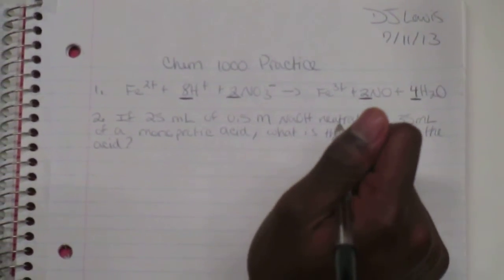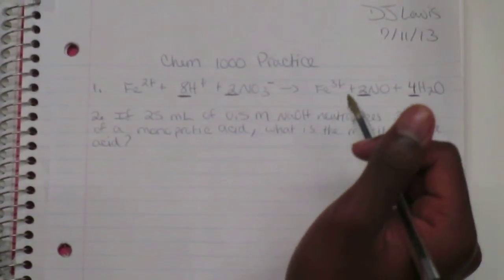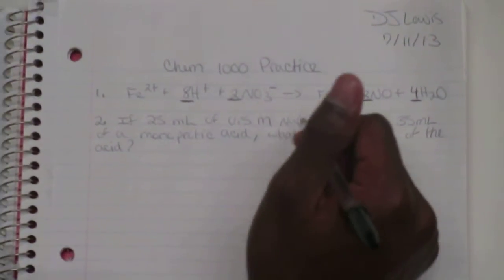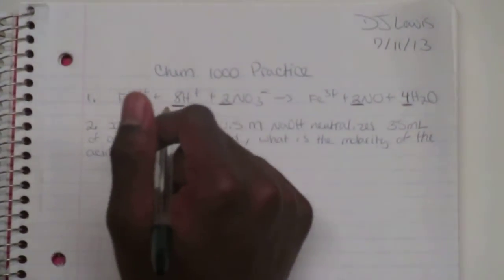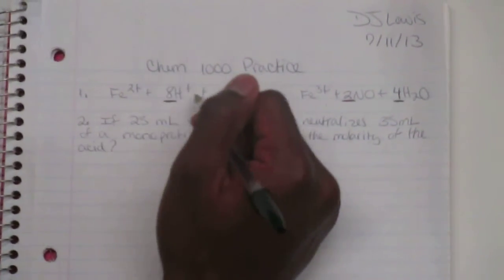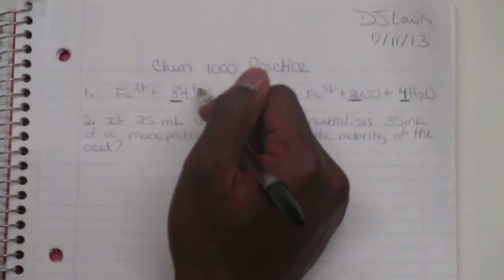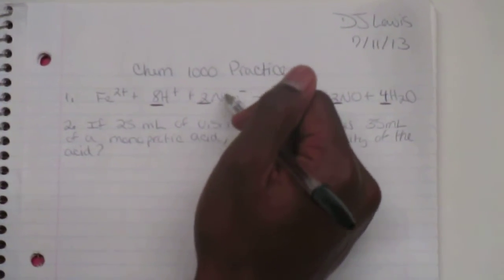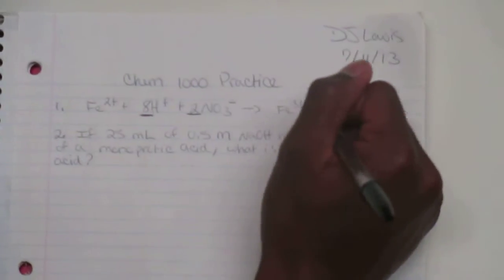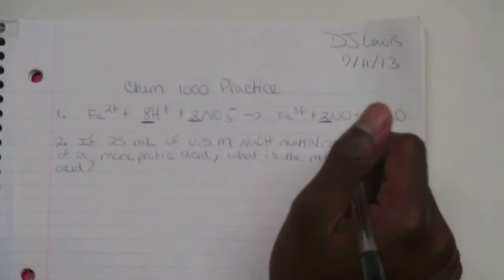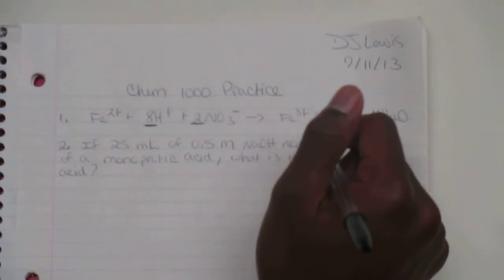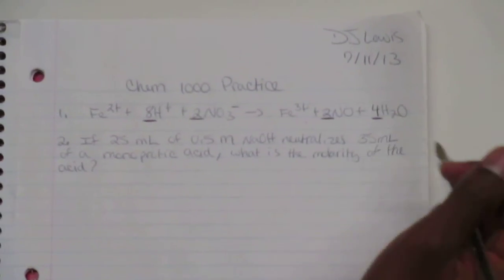We're just missing one critical part of the balancing process, which is charges. So over here we have 2 plus an 8 plus, which is 10 plus, minus a 2 minus, which is 8 plus on this side. And we have 3 plus on this side. So in order to balance this out, we need a least common multiple of 8 and 3, which is 24.